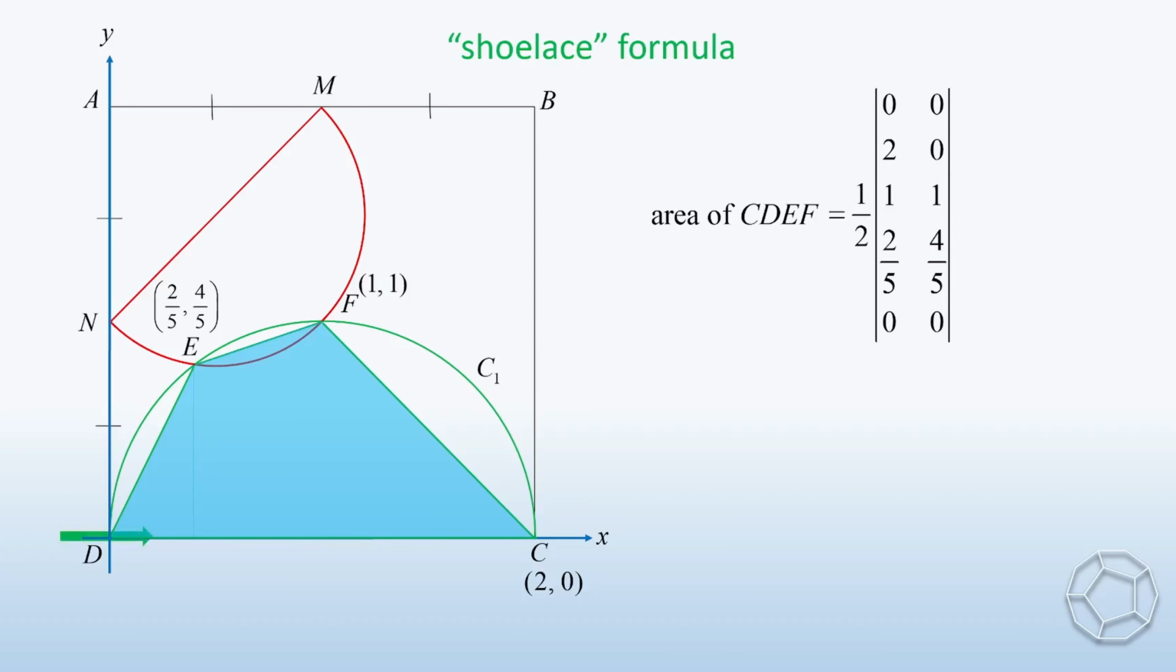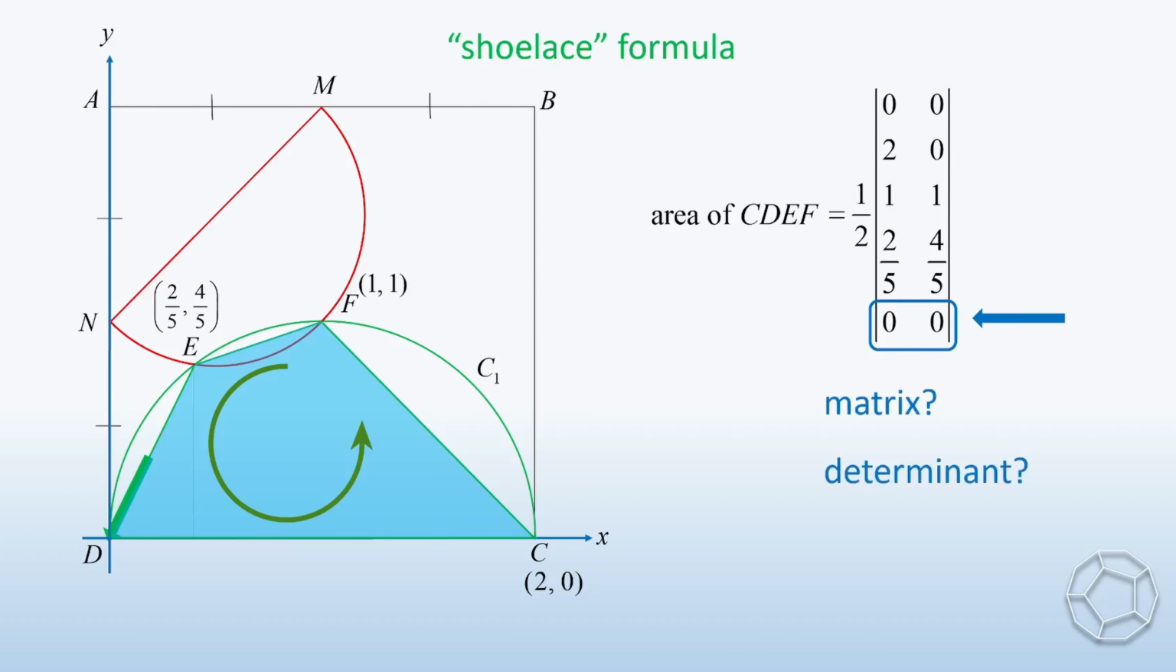We start from the origin D with coordinates (0, 0). Now, we move on to the point C, which is (2, 0), point F, which is (1, 1), and point E, which is (2/5, 4/5). Finally, we go back to the origin. We have walked around the polygon in an anti-clockwise direction. Well, the formula doesn't look like a matrix nor determinant. So, what's that? Indeed, this is a notation for the following computation.